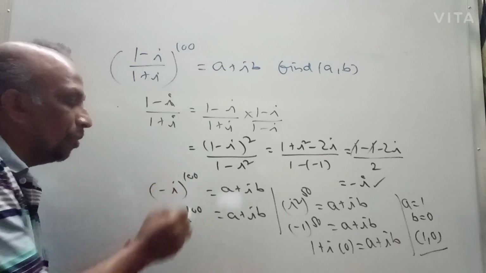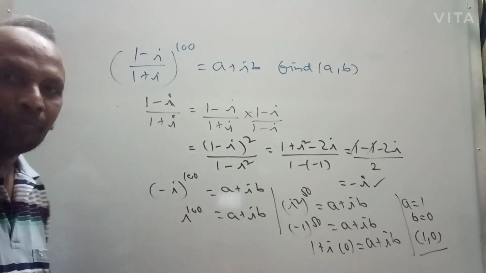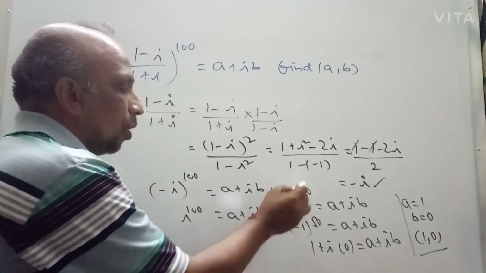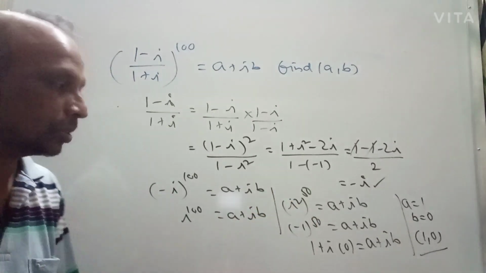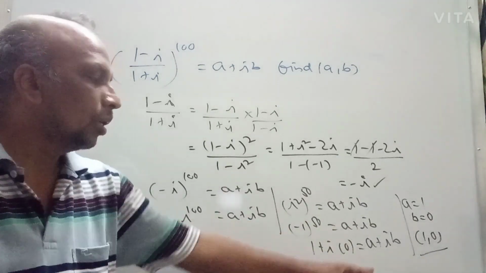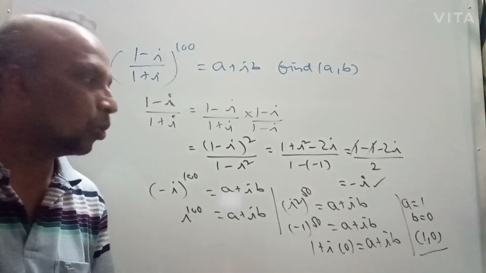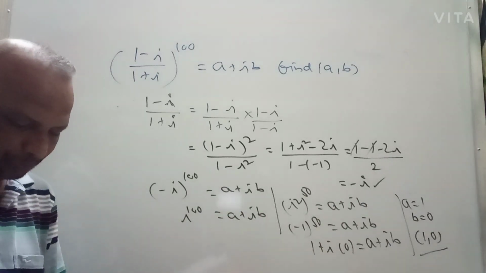Since the power is even number, it gives only positive value. i power 100 is a plus ib. But i square value, we know, i square whole power 50. So minus 1 whole power 50 is 1, it comes. So this is 1 plus i into 0, imaginary part is 0, equal to a plus ib, a equal to 1, b equal to 0. The required point is 1 comma 0.